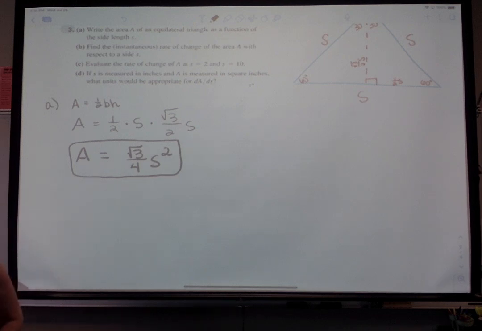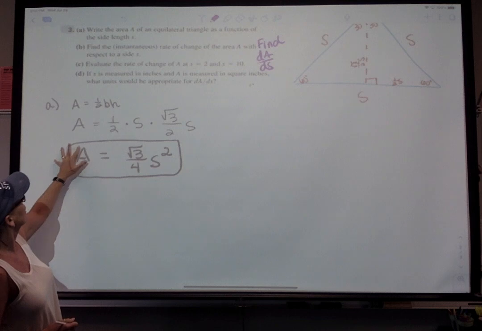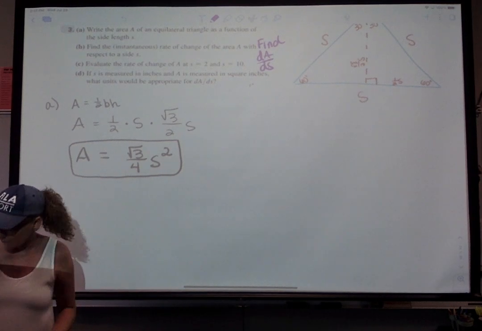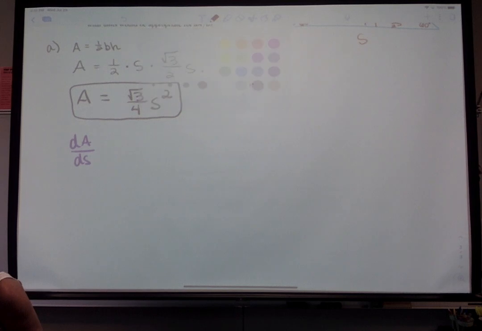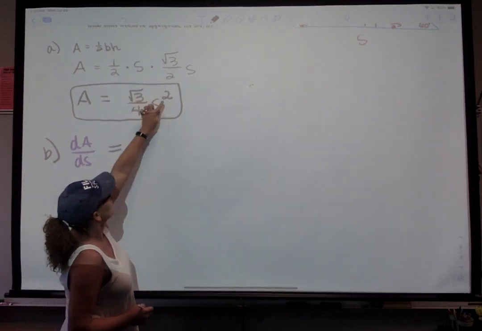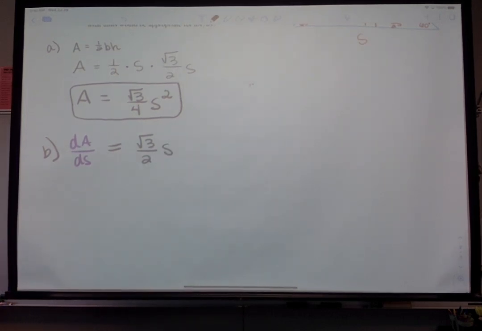Part B. Find dA/ds. That's what part B says. Find the instantaneous rate of change of the area with respect to side s. So do the derivative on that. This is just a constant. Power rule it. Lower your exponent by 1.